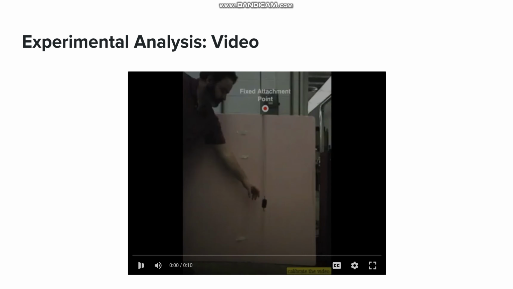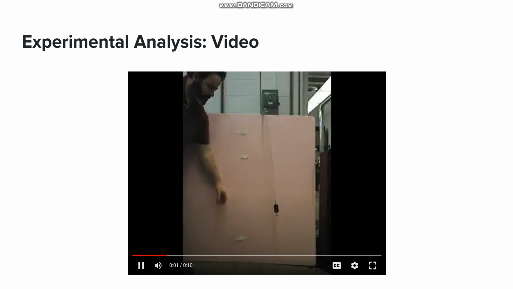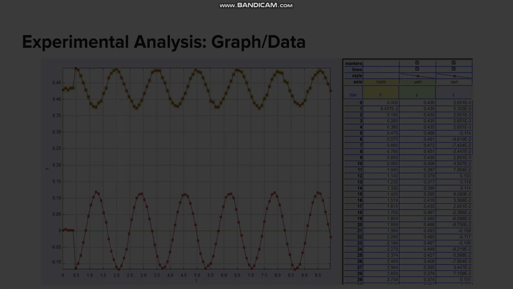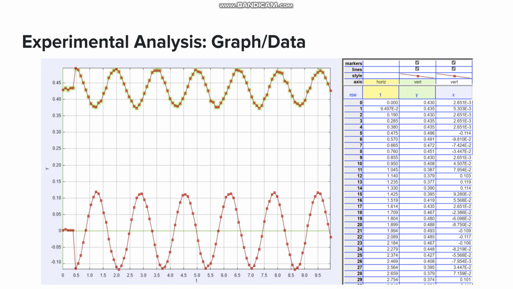Here's the video. Through using the Tracker program, the following graph was created, plotting the x and y position data as a function of time.